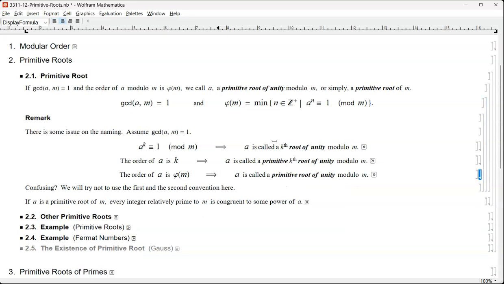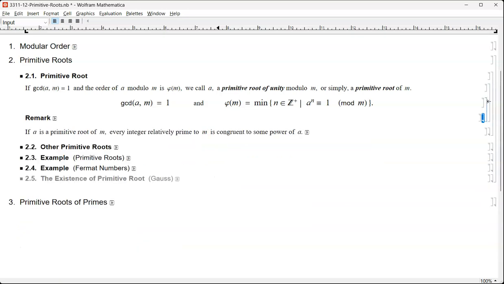So each time we are dropping, not dropping, excuse me, kth root of unity, and we gained primitive, and next we dropped kth, so it's not definite in one direction. Okay, all right. Too much confusion.